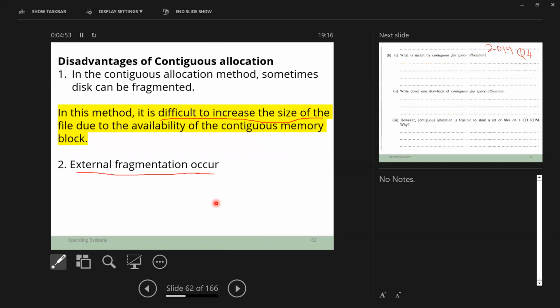Disadvantages of contiguous allocation. But in the contiguous allocation method, sometimes this can be fragmented. This method makes it difficult to increase the size of the file due to the availability of contiguous memory blocks.